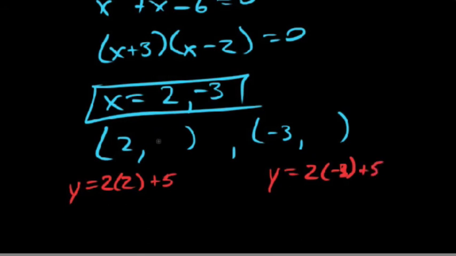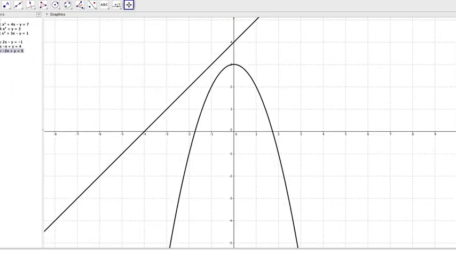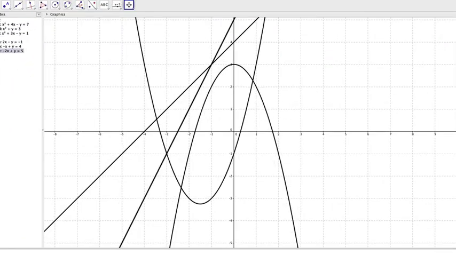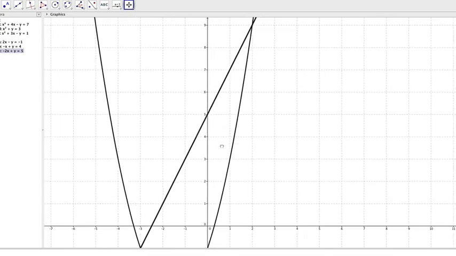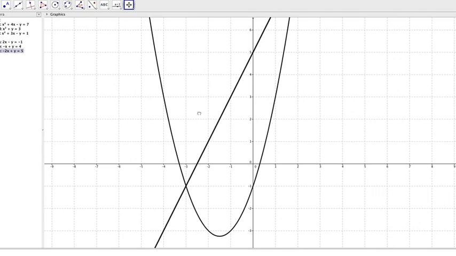So in this first case, we get 9. In the second instance, negative 6 plus 5 is negative 1. And again, we can verify this graphically. 2, 9, negative 3, negative 1. Go back over here. So we say 2, 9 up here, and negative 3, negative 1. So hope this helps.